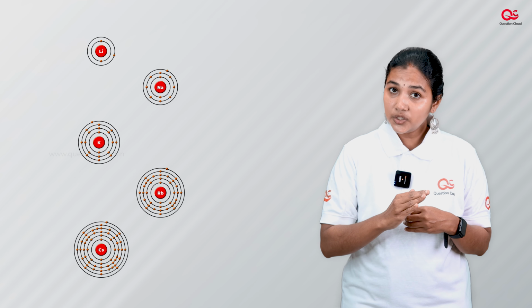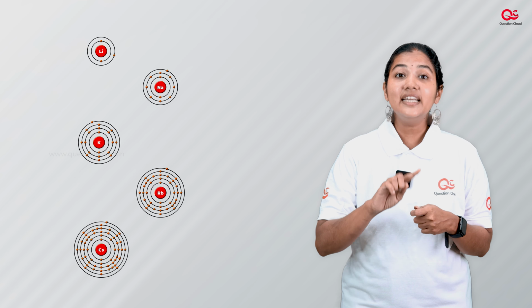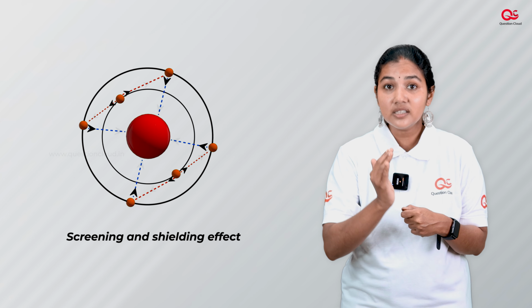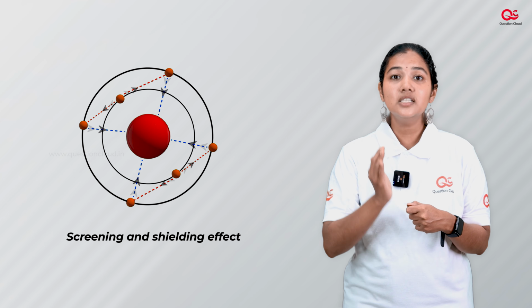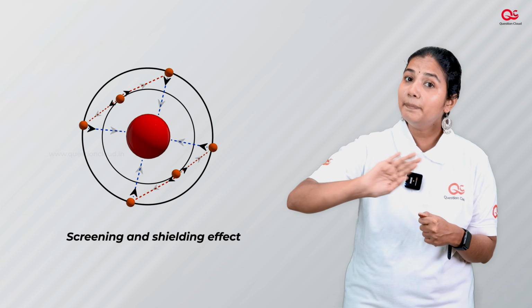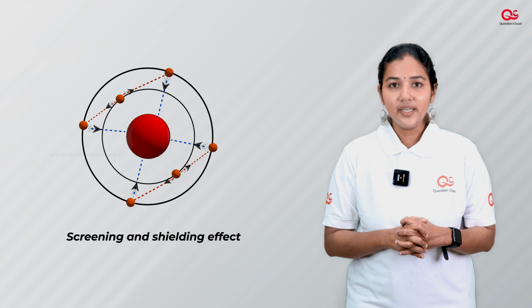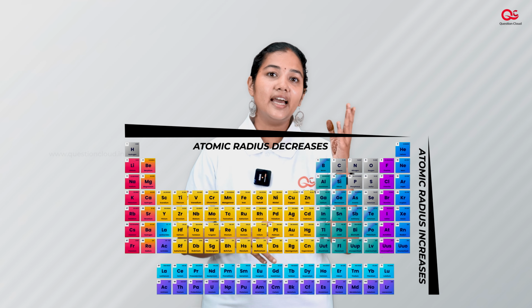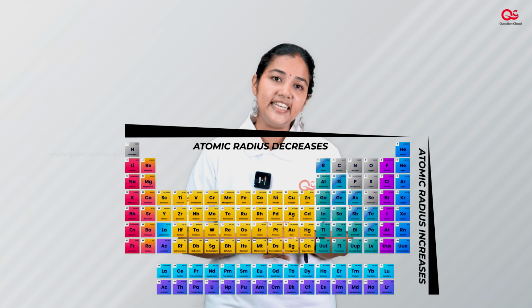The effective nuclear charge will also get increased, but it is negligible due to the screening and shielding effect. There are more shells, so more inner electrons will repel the valence electron. So that is why atomic radius down the group is getting increased and along the period it is getting decreased. Now we shall discuss one more important factor, that is exceptional case.